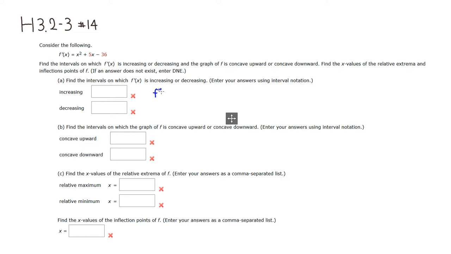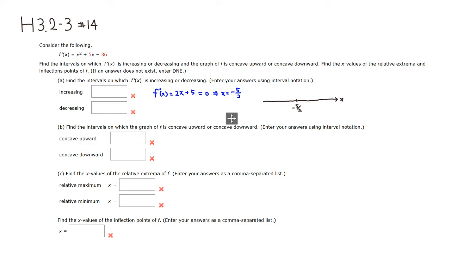So f double prime of x is equal to: the derivative of x squared is 2x, the derivative of 5x is 5, and the derivative of negative 36 is 0 since it's a constant. We set that equal to 0, and we can see that x is equal to negative 5 over 2. Then we can do the number line here.